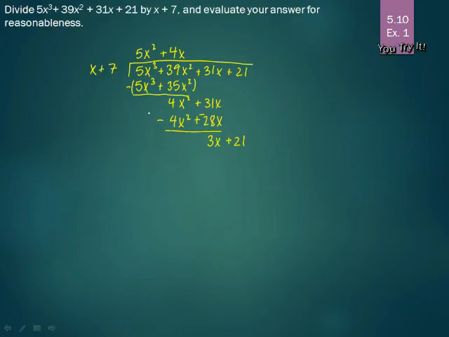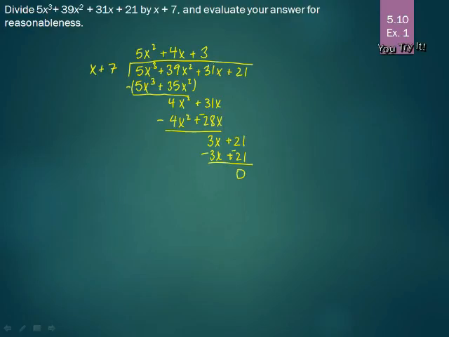What times x will give us 3x? That will be a positive 3. Multiplying it out, 3 times x gives us 3x, and 3 times 7 gives us 21. Now subtracting those, 3x minus 3x is 0, and 21 minus 21 is 0. So it divides in perfectly since there's no remainder. Our answer is 5x squared plus 4x plus 3.